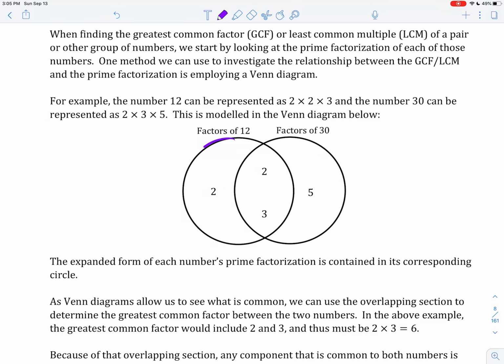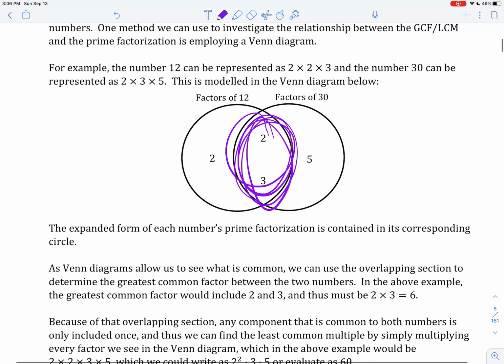If we multiply everything in this circle, we'll get 12. If we multiply everything in this circle, we'll get 30. What's interesting is that we have this common area, which is everything that's common to both. That little section gives us the factors of the greatest common factor. If we multiply that, we get the greatest common factor of 12 and 30, which in this case is 6.